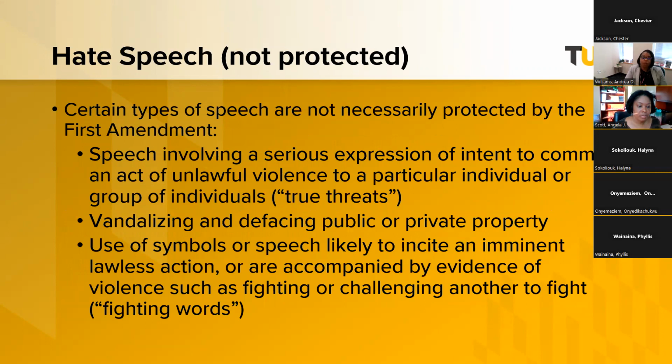But there are certain types of speech that are necessarily not protected by the First Amendment. Speech usually involving a serious expression of intent to commit an act of unlawful violence against particular individuals or groups of individuals, vandalizing people's property, the use of certain symbols that might offend somebody, normally used in an untactful way that could cause violence or could cause a fight, or are considered fighting words to a particular group.